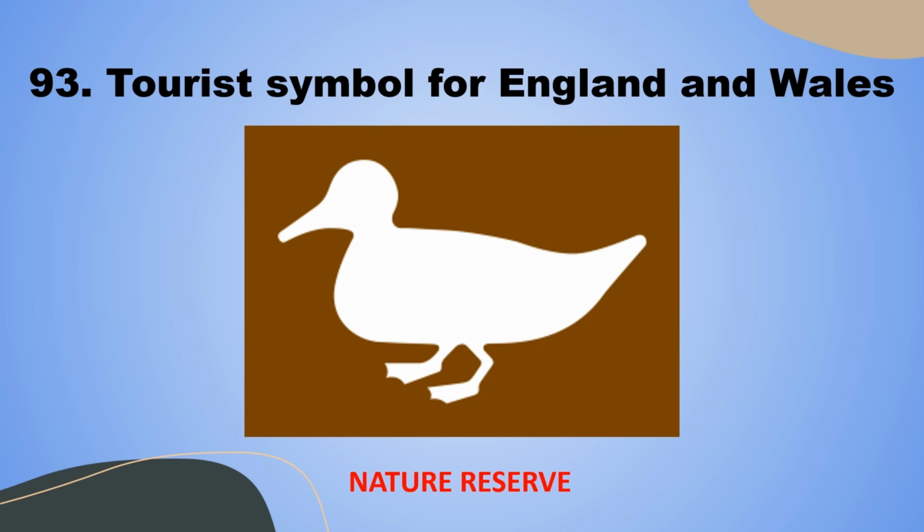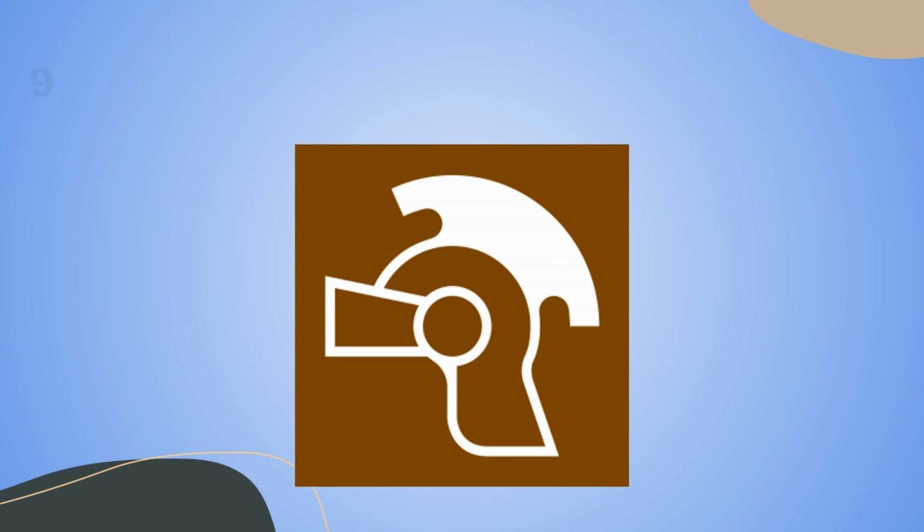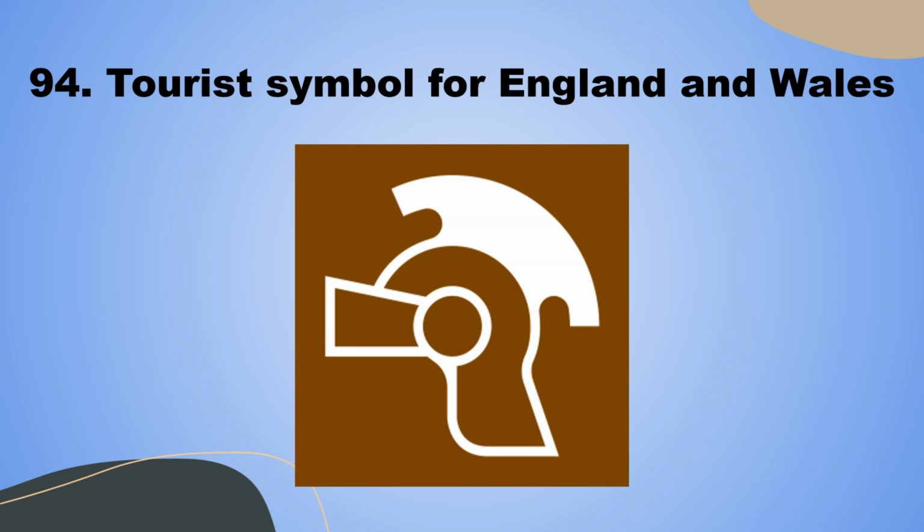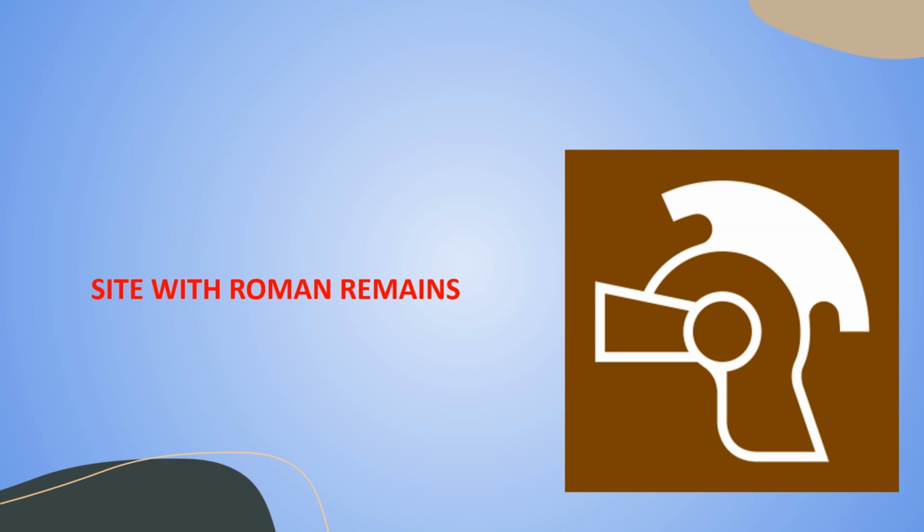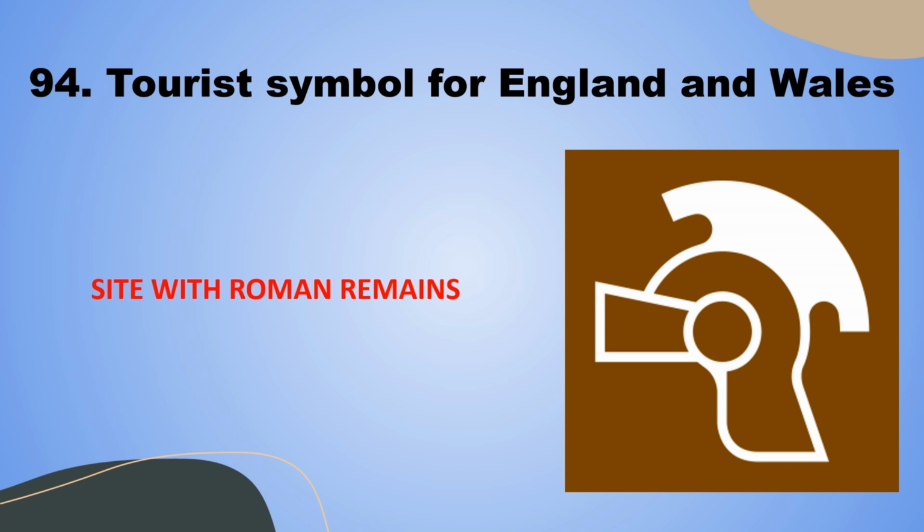And our next question is our last question for today's video. And this is a tourist symbol for England and Wales. And this means a site with Roman remains. I'm not sure if I've ever come across in England a site with Roman remains. That's very interesting. But if you have a look at the sign, I find that it's quite easy to remember.